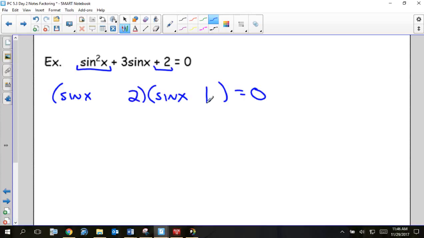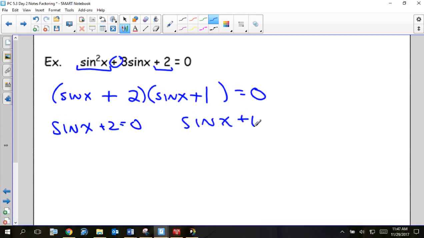So the signs, when I look at my middle term, have to be positive. Both signs have to be the same. They're both positive. If I'm not sure if I did it right, I could FOIL it back together and make sure it equals that. I'm unsure if I factored it correctly. It's factored, so now I'm going to set each factor equal to 0. We're going to solve each factor. Get sine x equals negative 2 and sine x equals negative 1.